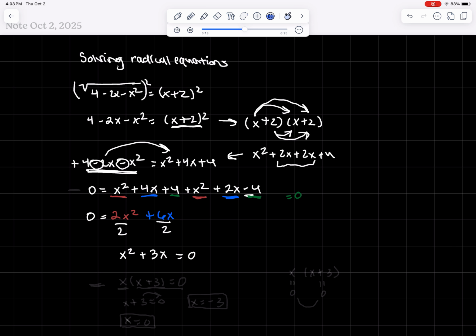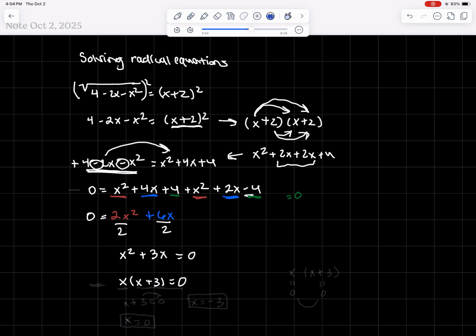Technically, we have to find out what our solutions are. So let's start by simplifying. How do we do that? We start simplifying this by doing one thing, and it's called factoring. So I'm going to factor out the x here. And when we factor it out, we're going to get x times x plus 3 equals 0.